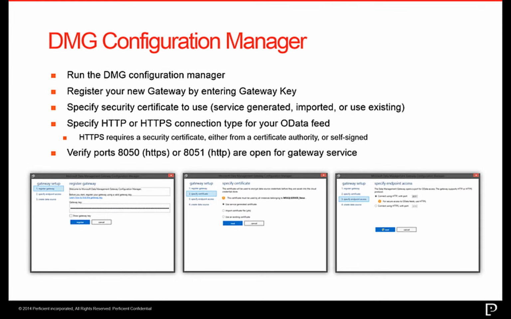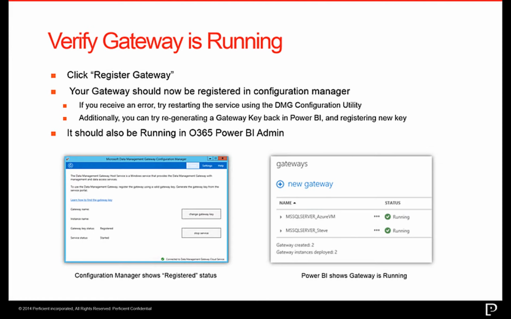Once the installation is complete, you can now run something called the Data Management Gateway Configuration Manager. The first thing it'll ask for is the gateway key we received from Power BI administration earlier. Next, the tool will ask you which type of security certificate you'd like to use, as well as a secure or non-secure HTTP connection for your OData feed. If you're going with the secure HTTPS route, you'll want to make sure your port 8050 is open in your firewall, and 8051 for the HTTP non-secure connection. Once you're done clicking through all the screens, select Register Gateway.